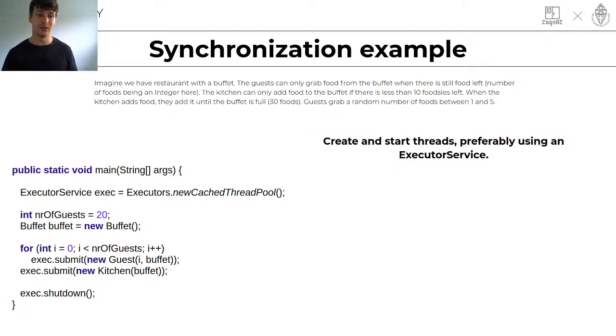And then you say exec, which is the executor service, dot submit for every object that you create. You've seen this last week, so I'm going through it fairly quickly. Again, this is something that you pretty much just have to remember how this works. And then at the end, call the exec.shutdown.